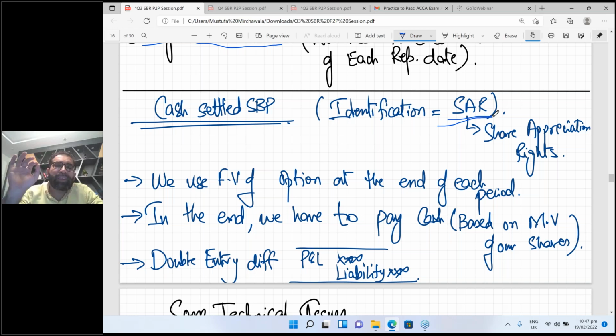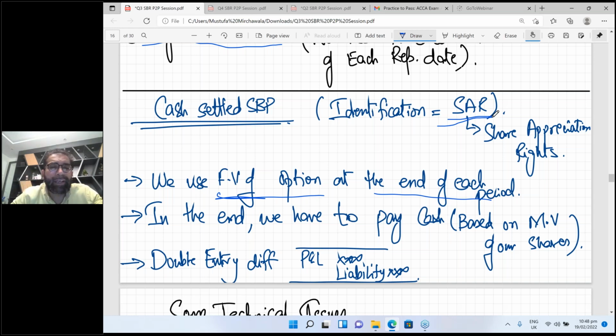Now once you recognize this is a cash settled share based payment, what is the difference between equity settled and cash settled? We use fair value of option at the end of each period. Now you don't need to use fair value of option at the grant date, but you have to use year end fair value, because now it's a liability. Now you have to pay the real market value. Second difference, in the end we have to pay cash based on market value of shares, not shares. And the third difference is the double entry.